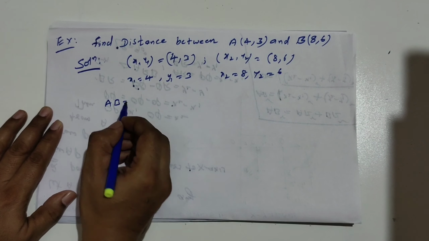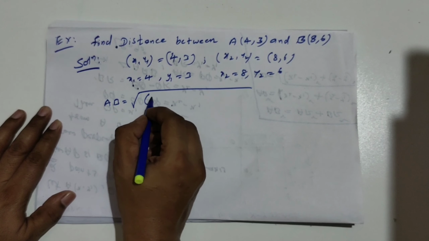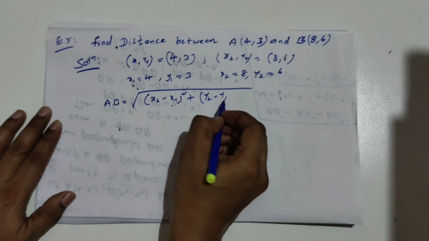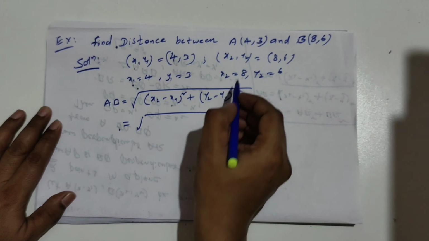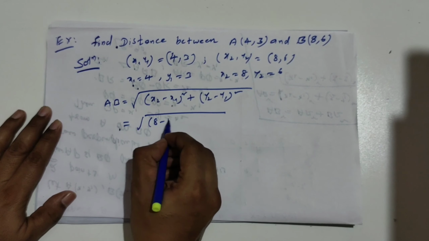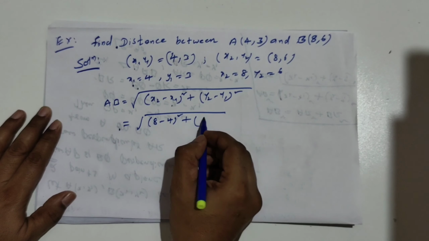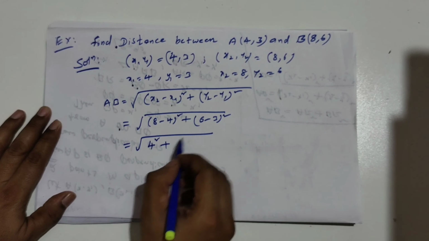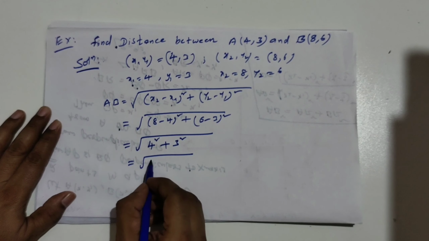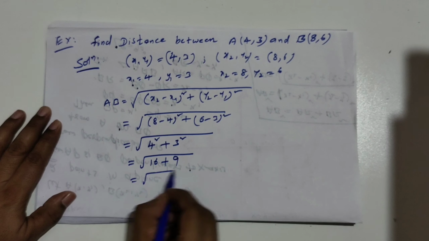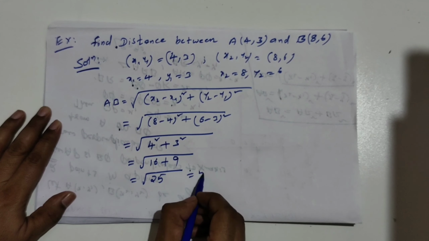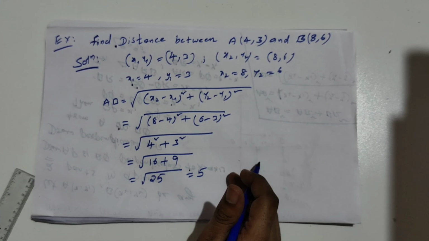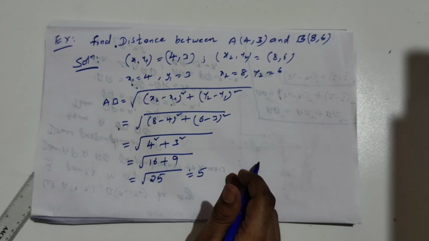So by the distance formula, AB is equal to under root of x2 minus x1 whole square plus y2 minus y1 whole square. By applying, 8 minus 4 whole square plus 6 minus 3 whole square. So 8 minus 4 whole square is 4 square, 6 minus 3 whole square is 3 square. So under root of 16 plus 9, we get root 25, that is equal to 5. So like this we can get the distance between A and B.